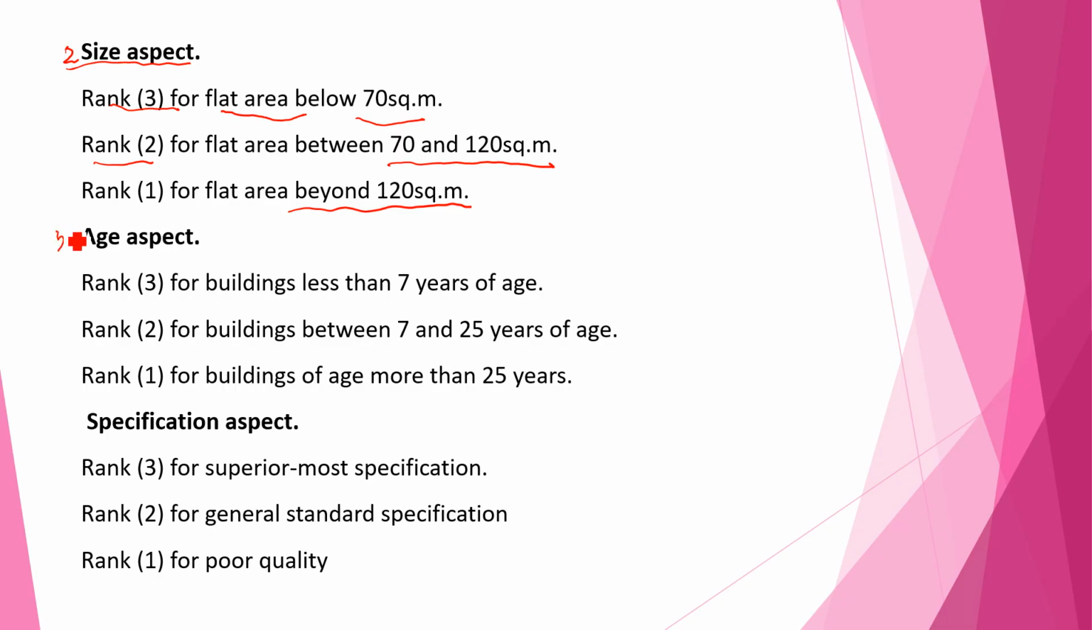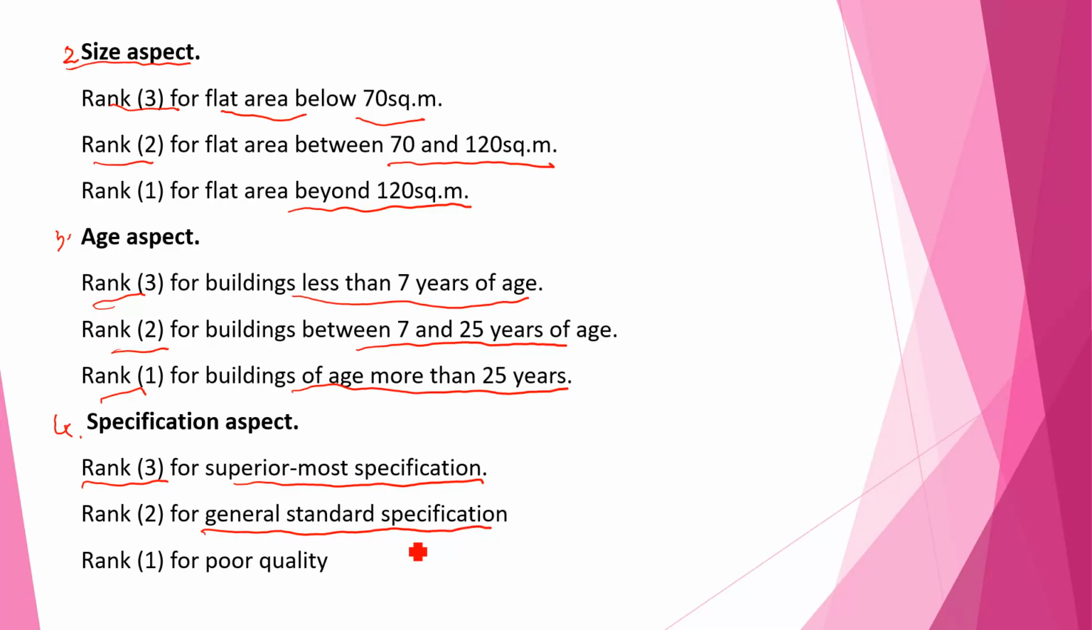For the age aspect, we take rank 3 for buildings less than 7 years, rank 2 for buildings between age 7 and 25 years, and rank 1 for buildings having age more than 25 years. Then for the specification aspect, rank 3 for superior-most specification, rank 2 for general standard specification, and rank 1 for poor quality specifications.